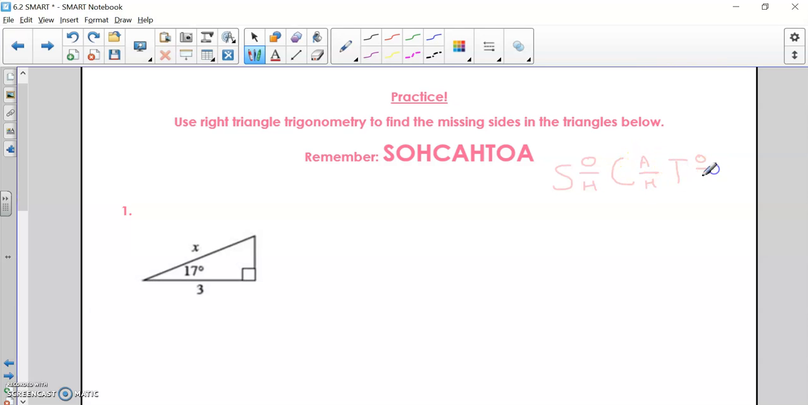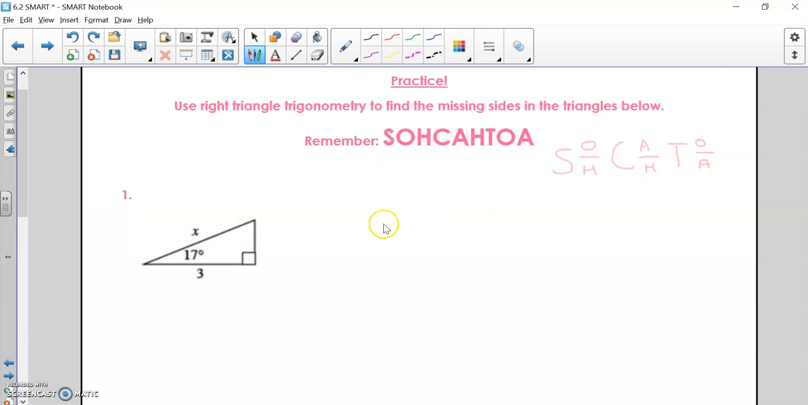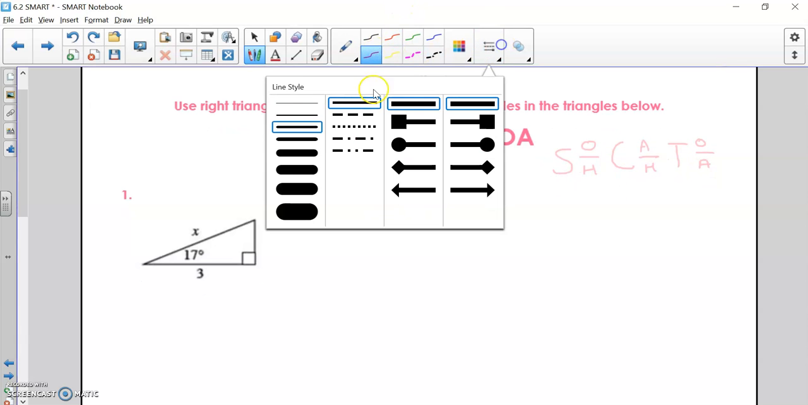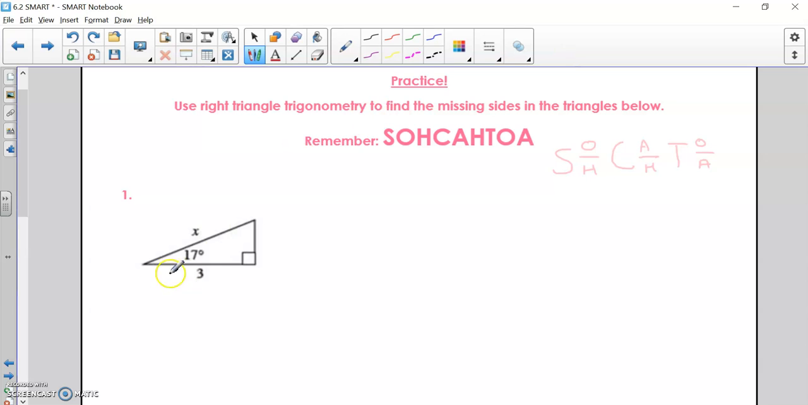So for this first problem, the first thing you want to do is label your sides with O, A, or H. This X is the longest side, so that's H. The 3 is right next to the angle that we're looking at, and it's not very far away, so this is going to be A for adjacent.